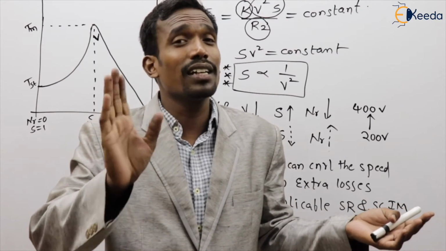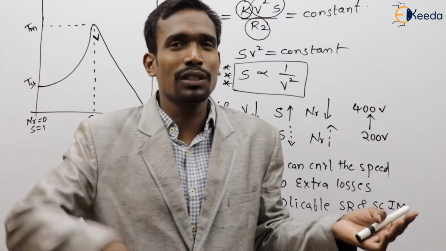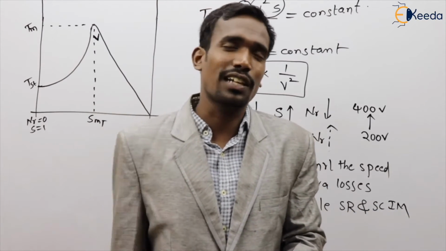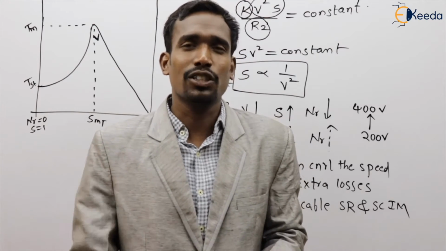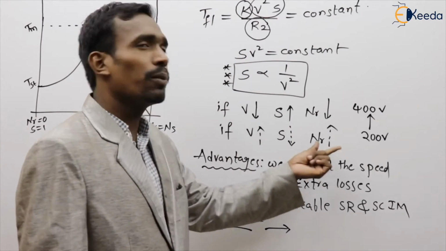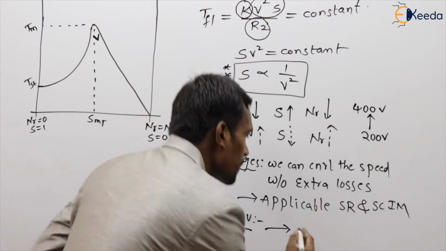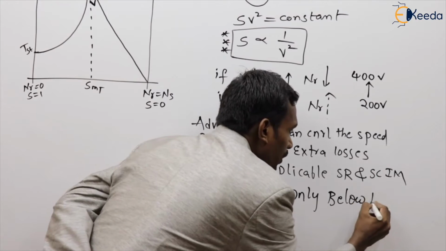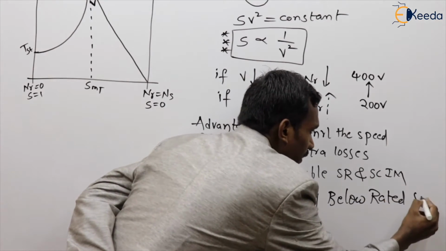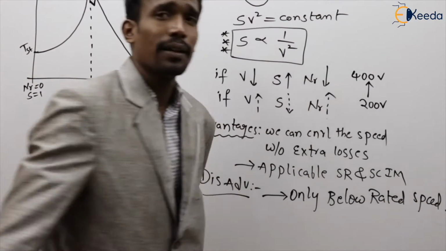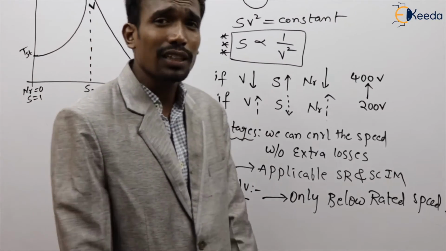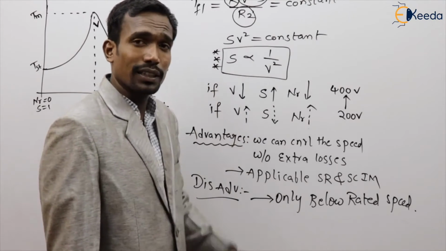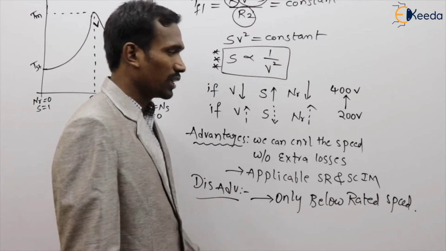So don't increase the voltage. We can reduce the voltage, no problem, but don't increase the voltage. If voltage increases, insulation damages, short circuits may take place, machine gets damaged. That's why above rated speeds are not possible. It is only applicable for below rated speeds, not for above rated speeds. This is the disadvantage.